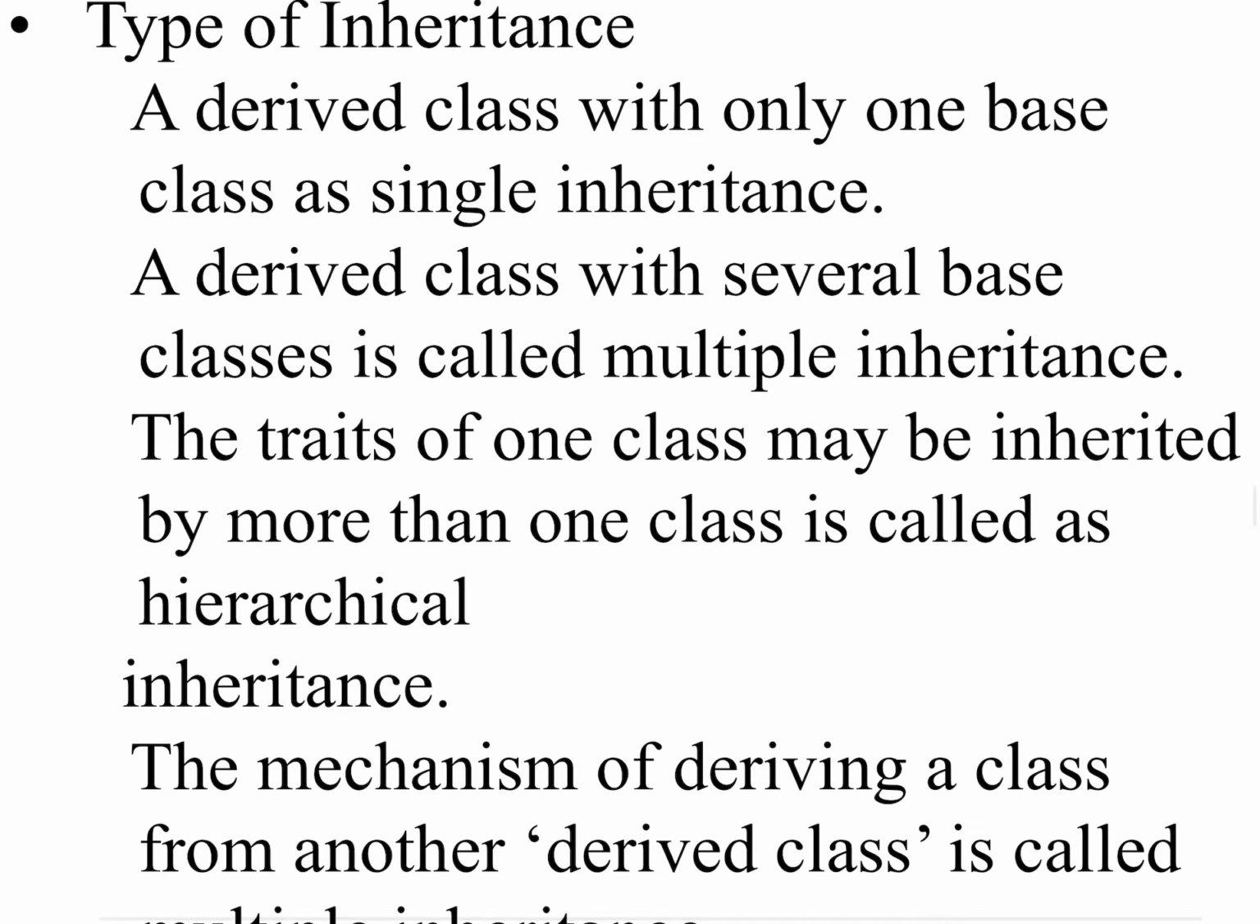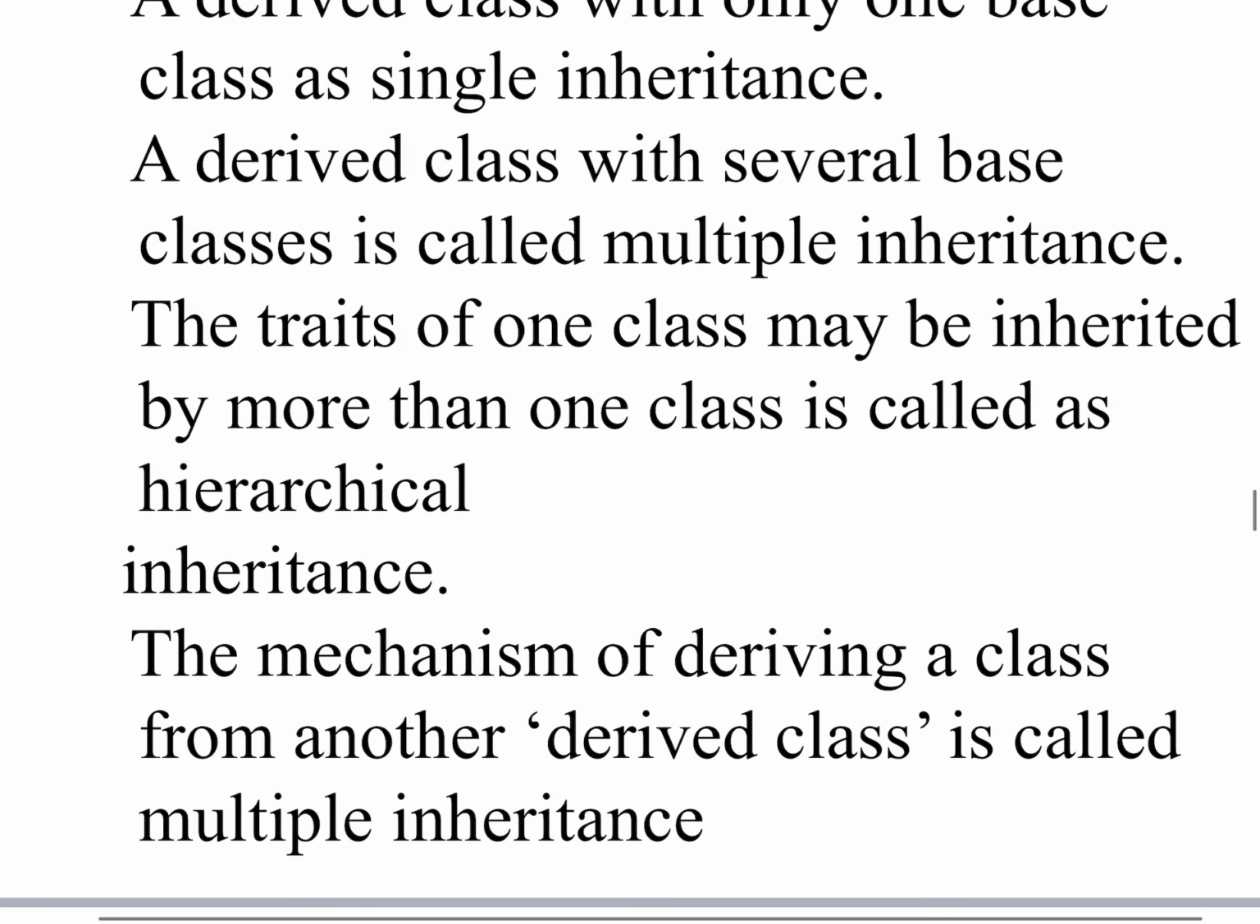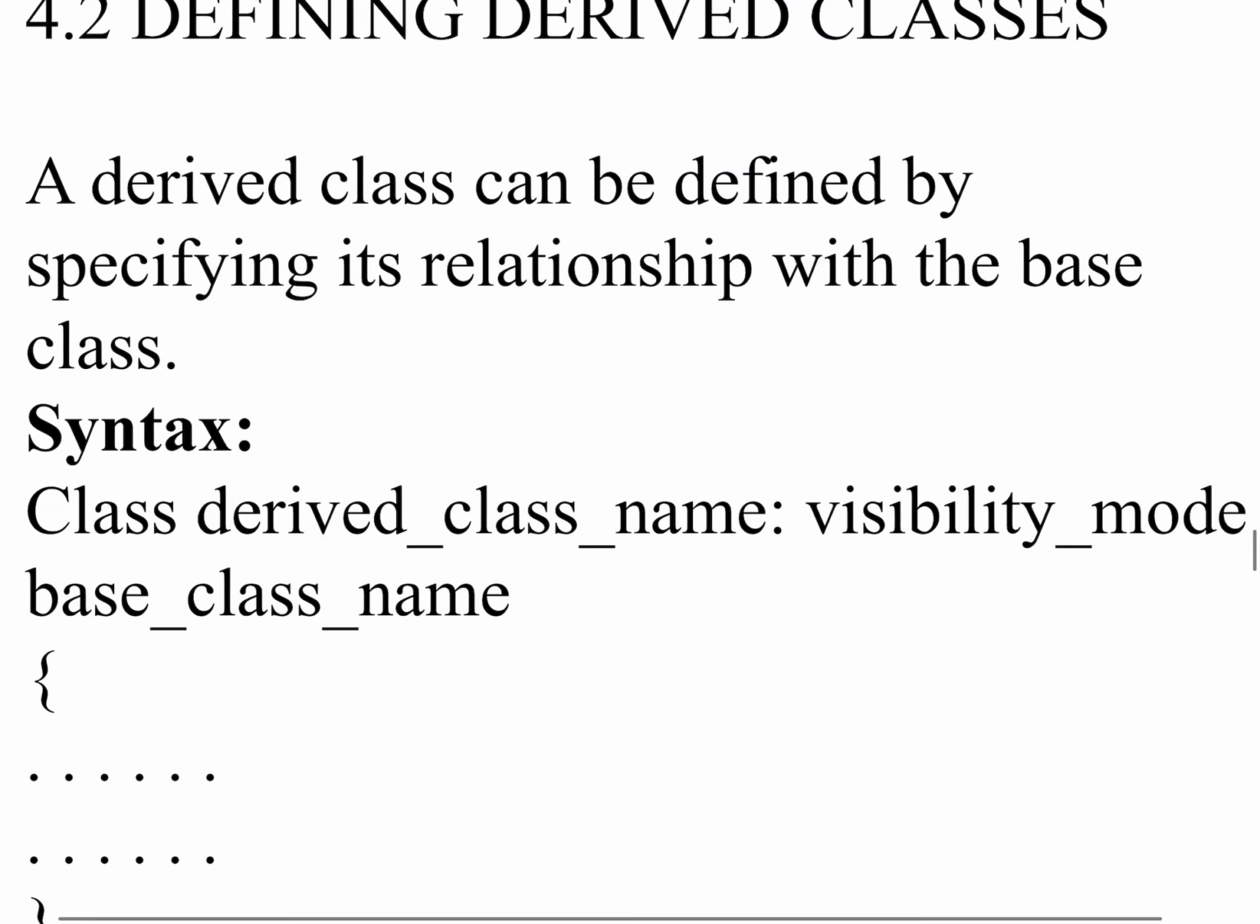So in short, a derived class with only one base class is called single inheritance. A derived class with several base classes is called multiple inheritance. When the traits of one class may be inherited by more than one class, it is called hierarchical inheritance. The mechanism of deriving a class from another derived class is called multi-level inheritance.